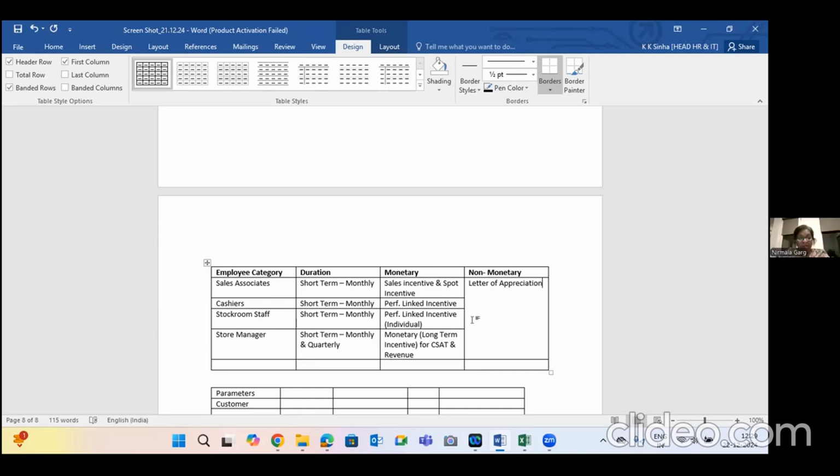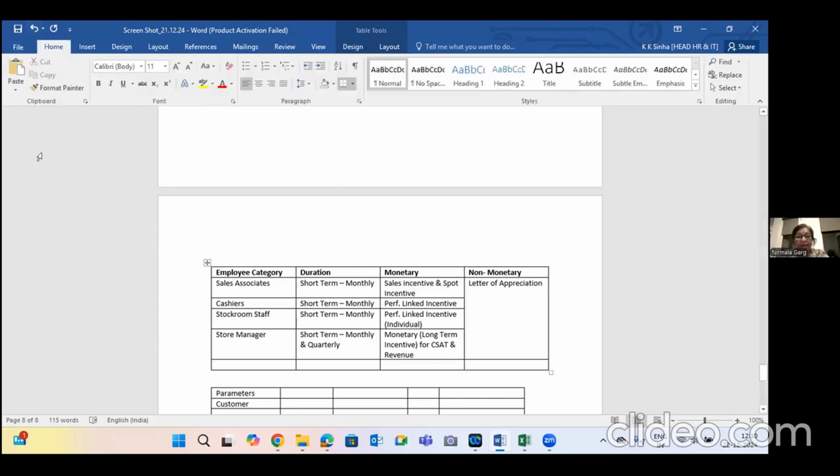I agree. But what I realize at lower levels, some monetary has to be attached with it, right? Besides the intrinsic factor, the extrinsic factor also becomes important for them, no? That's right. Because it's the question of buying more things for themselves. So at a lower level, when you have R&R, you always give something or the other. Then store manager: short term, monthly, quarterly, monetary, long term incentive, CSAT, revenue. All right. So let me also look at the other group and then we will discuss.